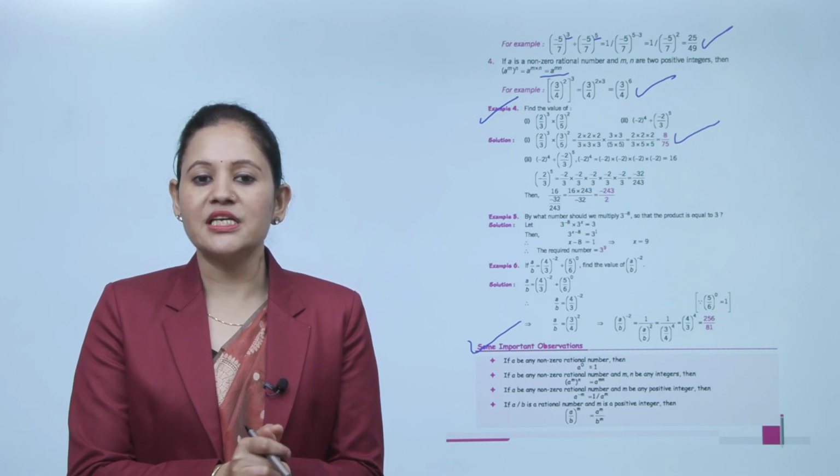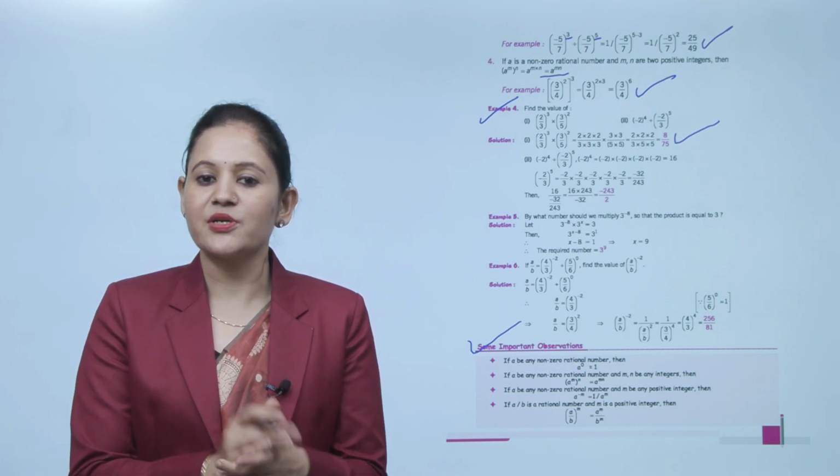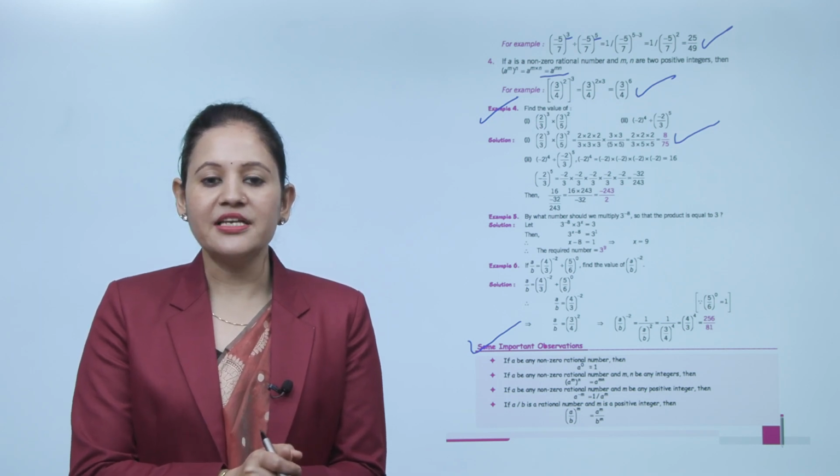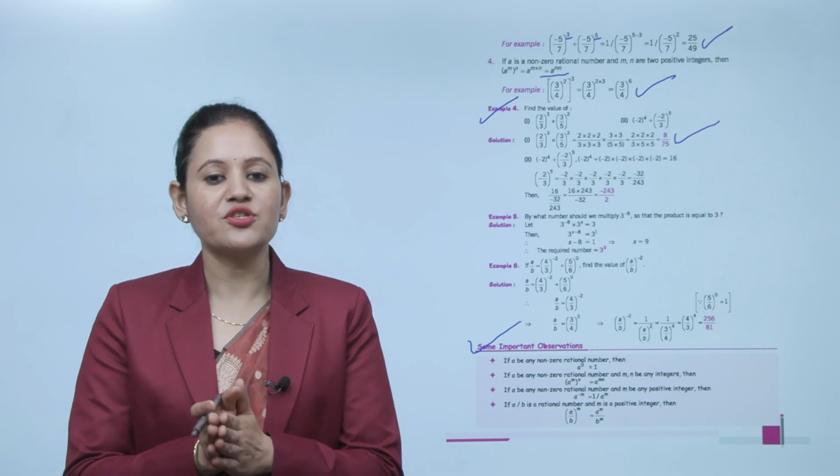If a upon b is a rational number and m is a positive integer, then (a upon b) to the power m is equal to a to the power m upon b to the power m.